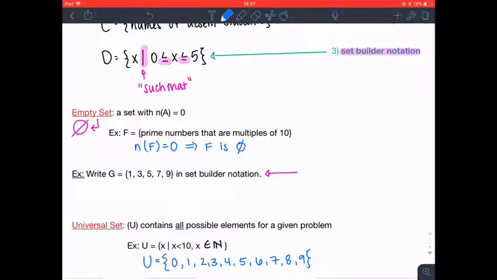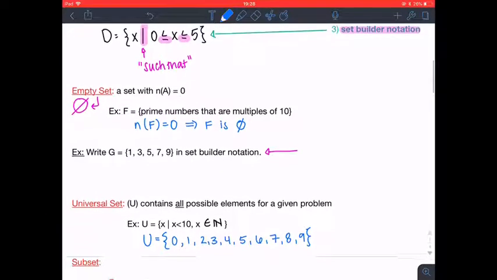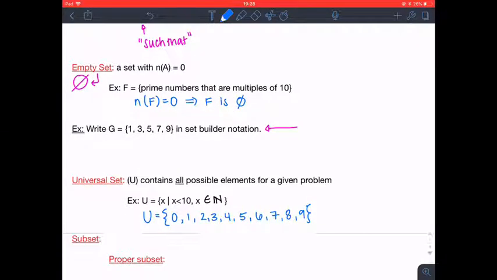So for this situation, if we were to do some more problems with this, this would be the universal set, which means that the problem we're doing only focuses on these numbers and nothing else. Right? We could have a subset of numbers or of a situation.